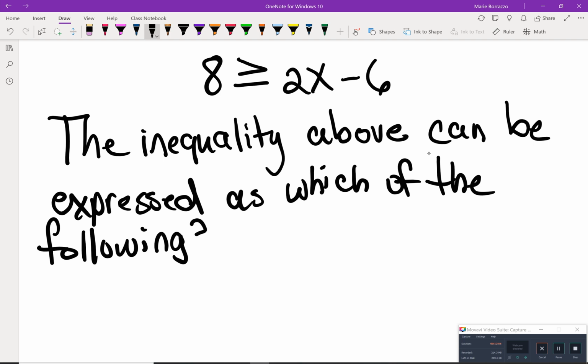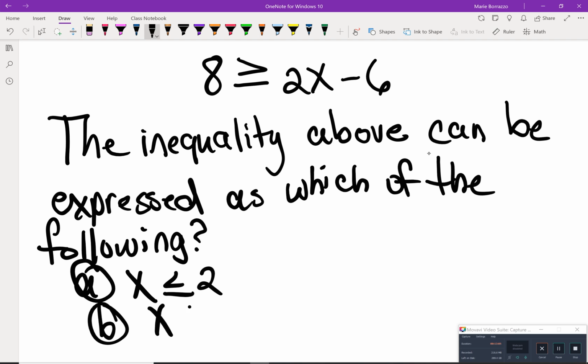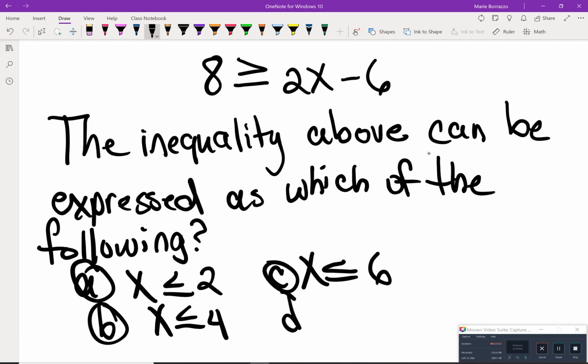And then they give you 4 selections. They give you A, where they say x is less than or equal to 2. They give you B as x is less than or equal to 4. They give you C, where x is less than or equal to 6. And they give you D, where x is less than or equal to 7.